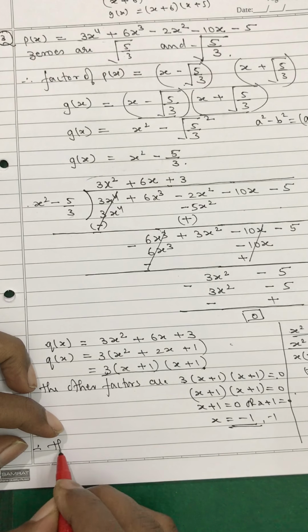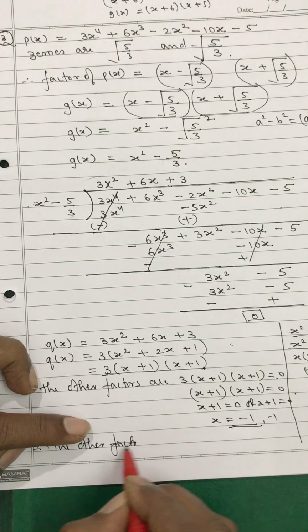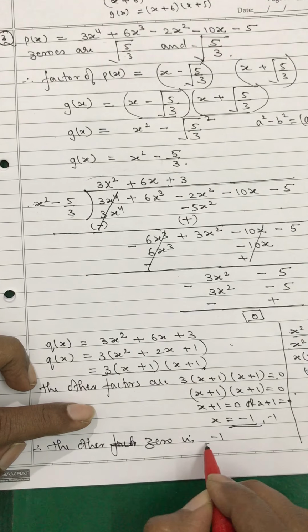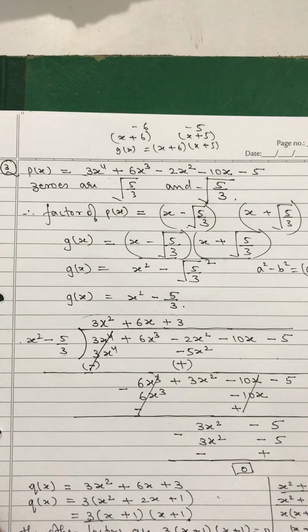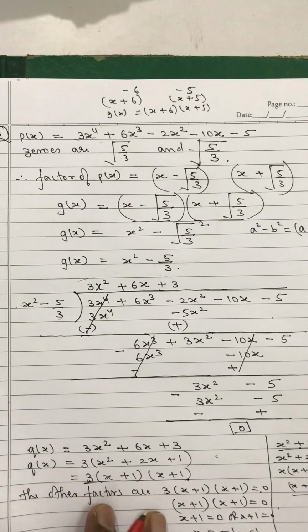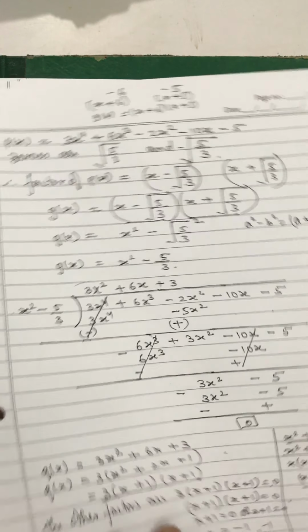Therefore the other zero is minus 1. This is the other zero. I hope you have a clear idea of this. Try to solve this question, and if you get more examples, then I will definitely give you a test and everything, and then we will be able to discuss much more on that topic.